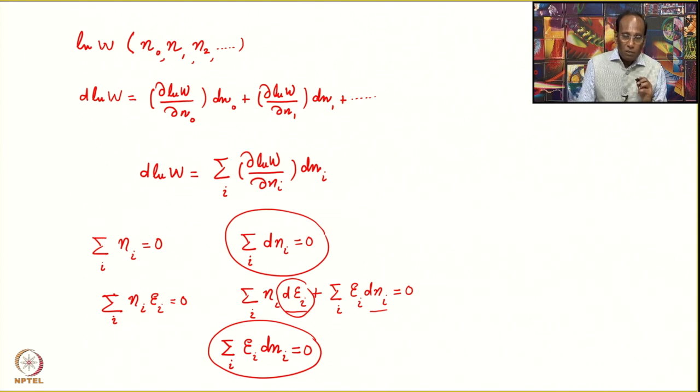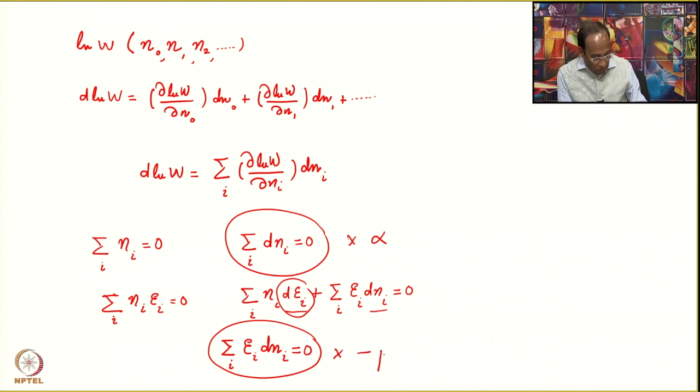What is Lagrange's method of undetermined multipliers? Let us multiply these two constraints with some constant. Let's say I multiply this one with alpha and I multiply this with minus beta. Why minus beta? It will become clear soon. Whether you multiply by alpha or beta or minus beta, eventually the value is 0, because you are multiplying with 0 only. Value is 0.